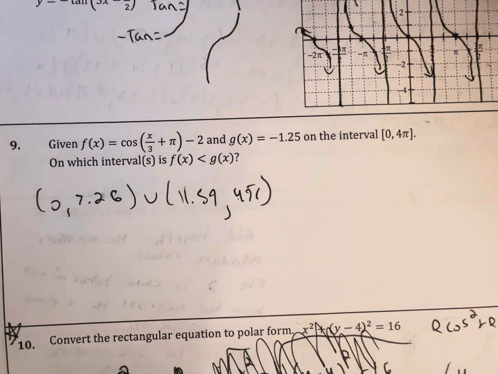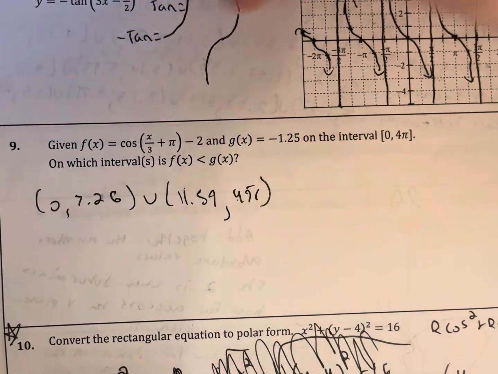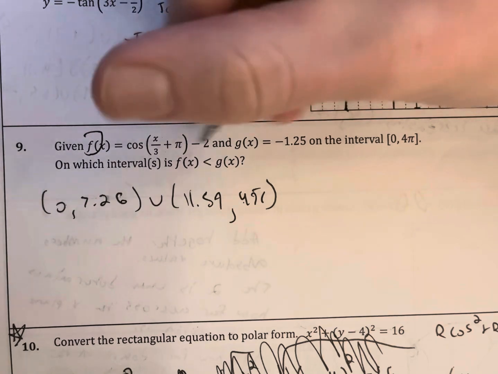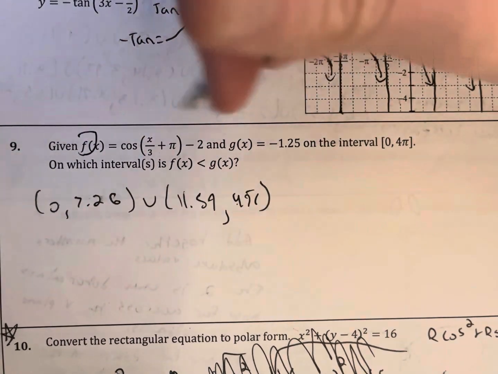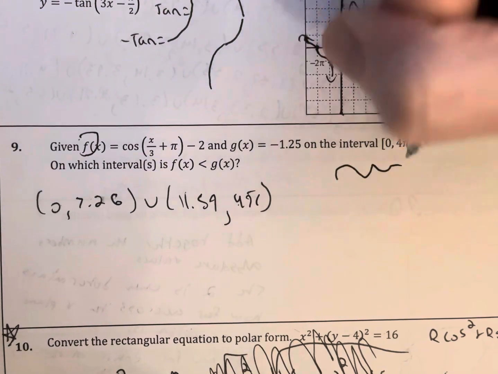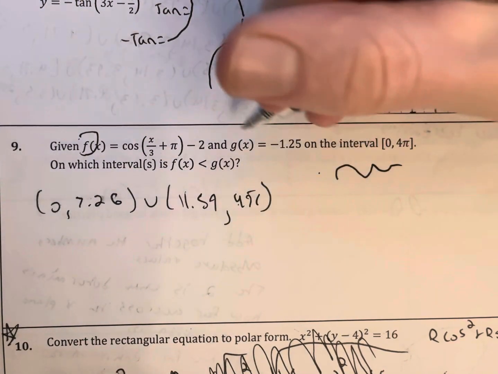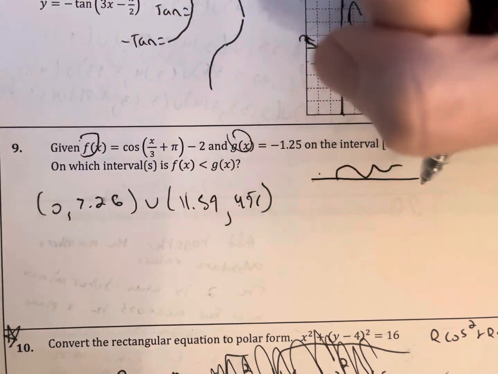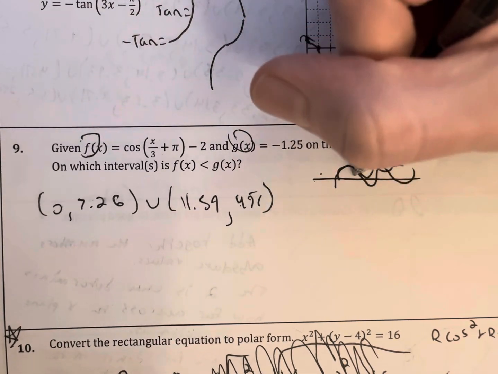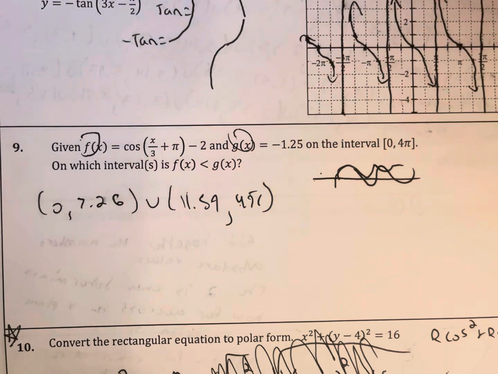Okay. So what is this question asking? We're given two functions, right? g of x and f of x. It's asking when is this function, which is a straight line, on what intervals is it greater than f of x, okay?